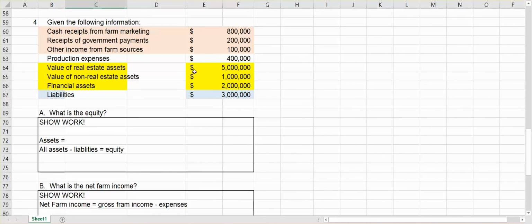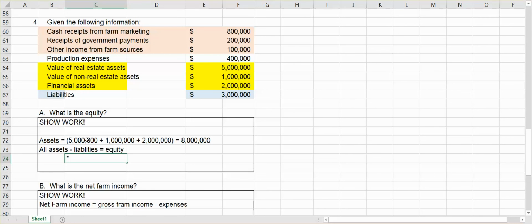So I have real estate assets of $5 million, non-real estate assets of $1 million, and financial assets of $2 million. So those could be such things as equipment, feed, that type of stuff. So let me add my assets together. If I add the $5 million plus the $1 million plus the $2 million, I have $8 million in assets.